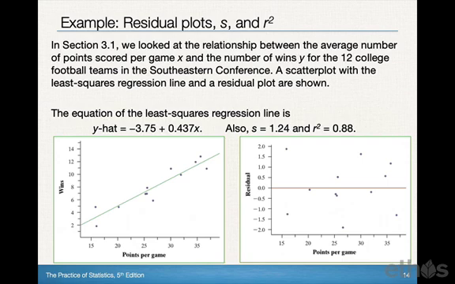Want to look at, see, this is a specific question from the chapter, comparing the number of points per game that football teams have scored and comparing it to the number of wins they had in a season. And so when you see a scatter plot with the least squares regression line drawn superimposed over the data, and the residual plot, they have some similarities.